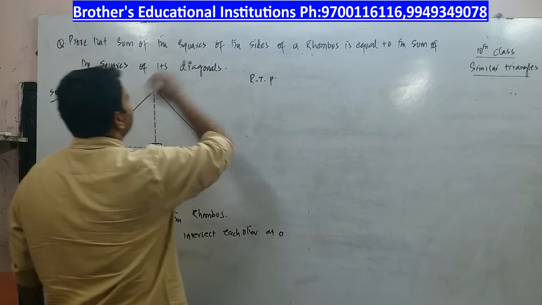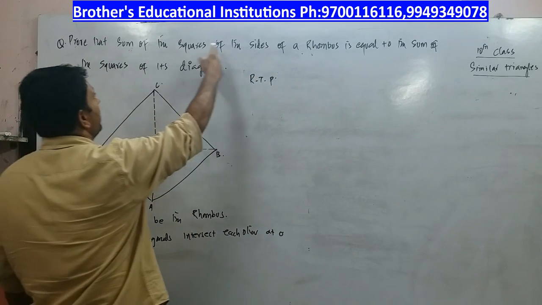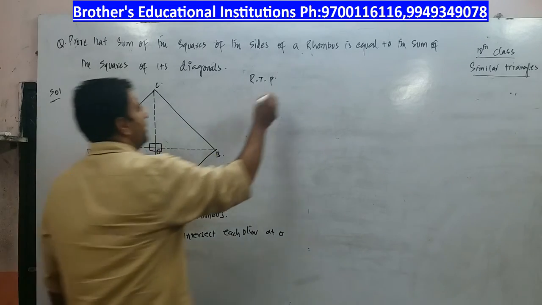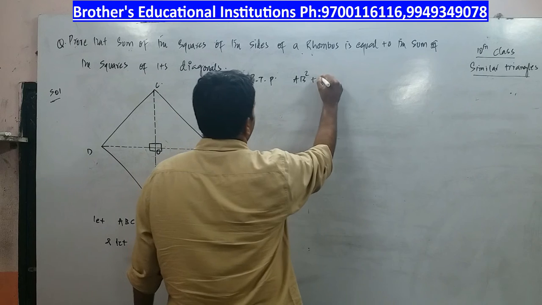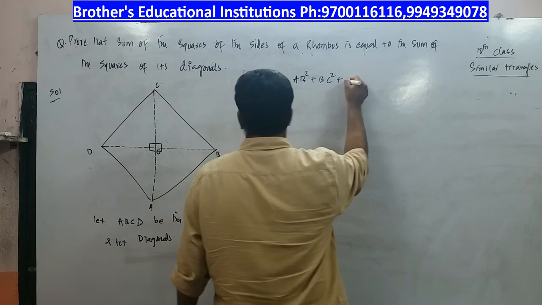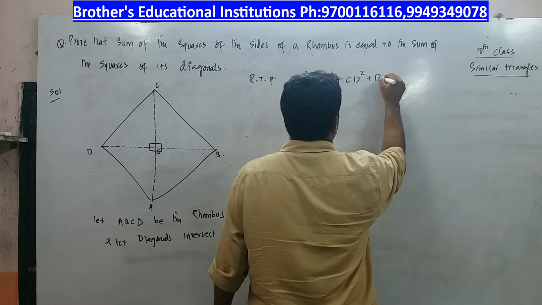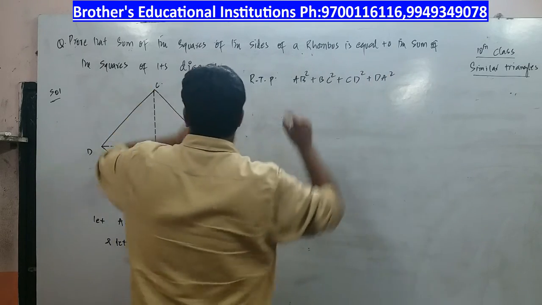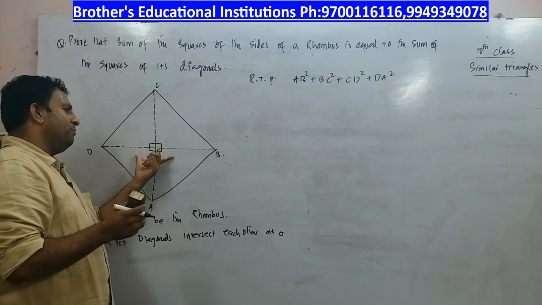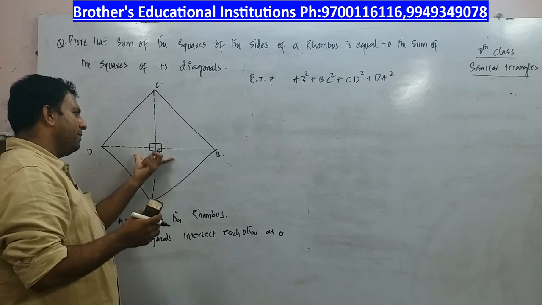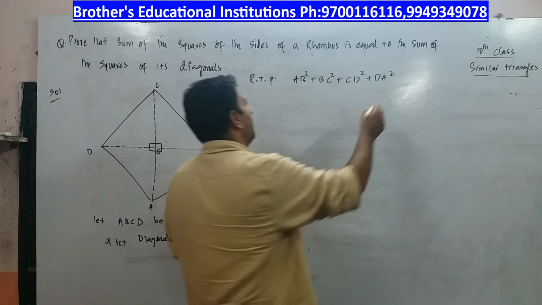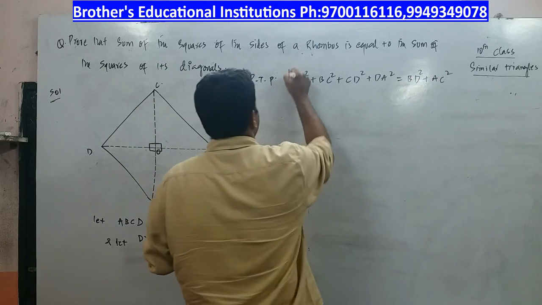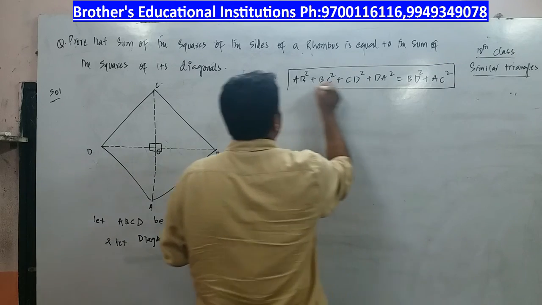Required to prove is the sum of the squares of sides of the rhombus, means AB square plus BC square plus CD square plus AD square. Sum of the squares of the sides is equal to sum of the squares of the diagonals, BD square plus AC square. Right? This is your required to prove.